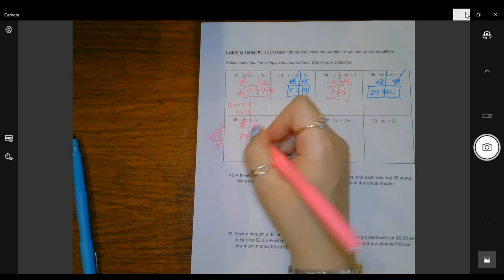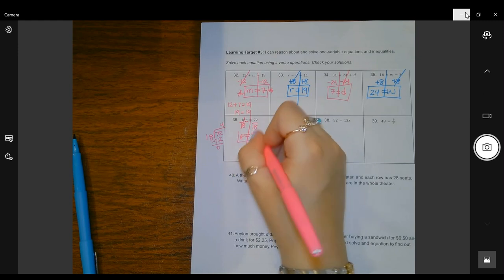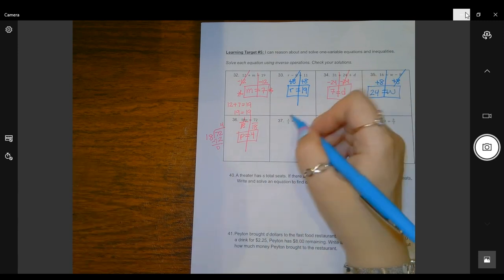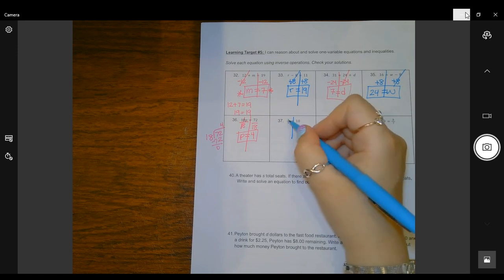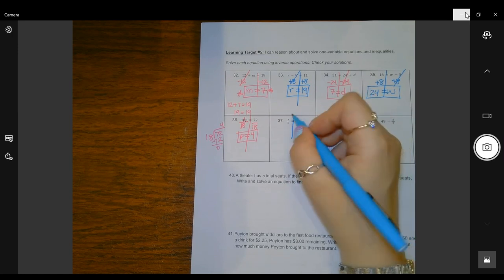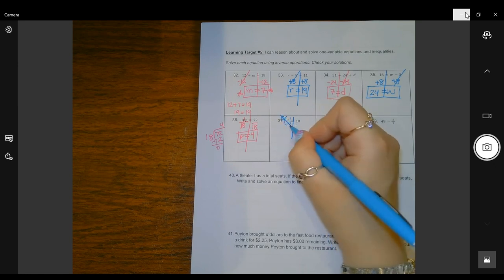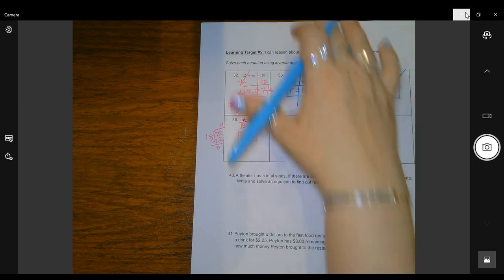And it actually went in perfectly. Okay, so my answer is 4. For the next one, when you have a fraction, what is that actually saying? It's saying y divided by 5. So what's the inverse of dividing by 5? To multiply by 5. Now those cross cancel and become 1, right?